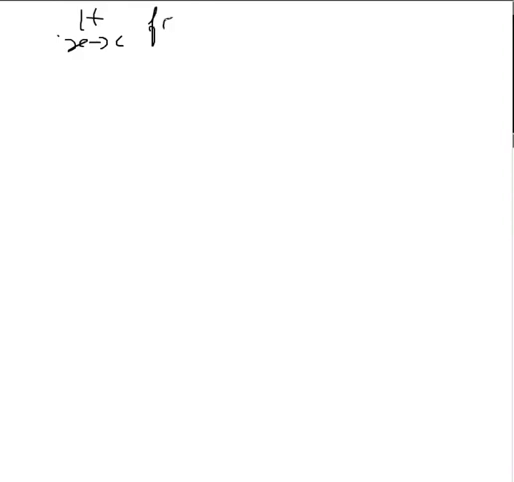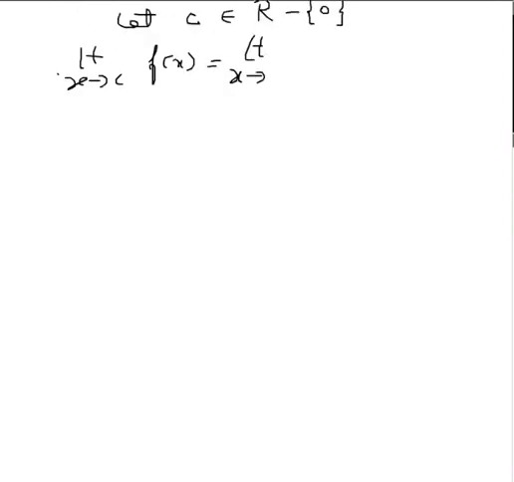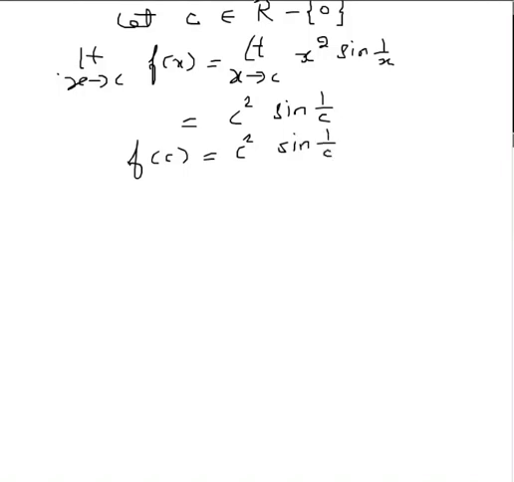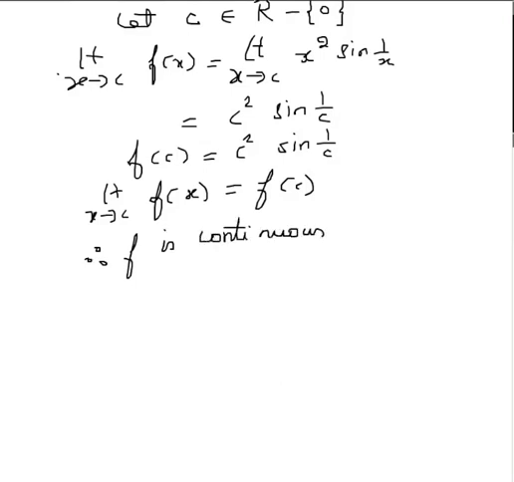Limit x tending to c of f of x will give you limit x tending to c of x square into sine 1 by x, which gives you c square into sine 1 by c. And f of c is also c square sine 1 by c. Both are equal. Therefore, f is continuous for all c belonging to R minus 0. So from the above two cases, we can conclude that f is continuous everywhere.